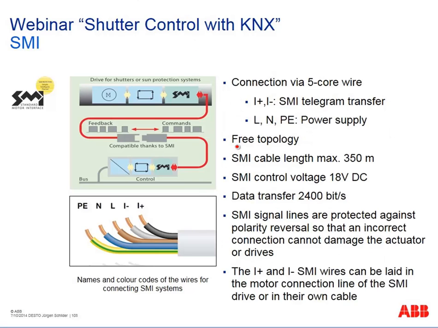So the topology of how to install the cable is absolutely free, so we can make a star, a tree. The only limitation is that the length of such an SMI cable is allowed up to 350 meters, and the data transfer we have here is about 240 bits per second. It is allowed to use one cable for the energy supply of the motor and use 2 cores for SMI. The polarity is important, so we have here minus and here plus.